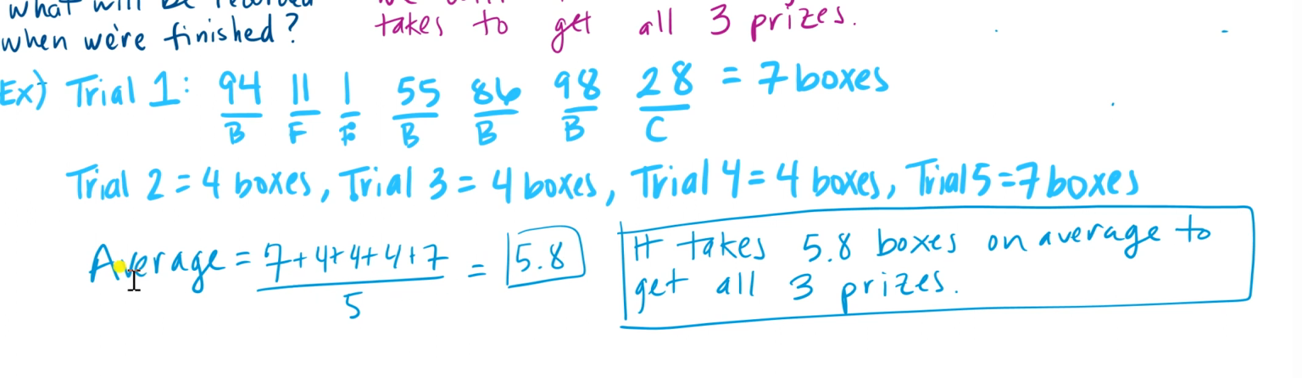However, if I take my average, add them all up, divide by 5, I get 5.8. So in answer to my question, it takes about 5.8 boxes on average to get all 3 prizes, according to this simulation. Okay?